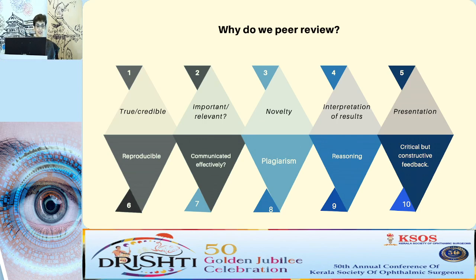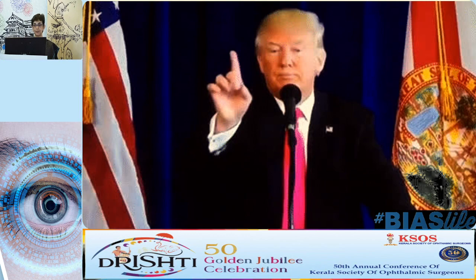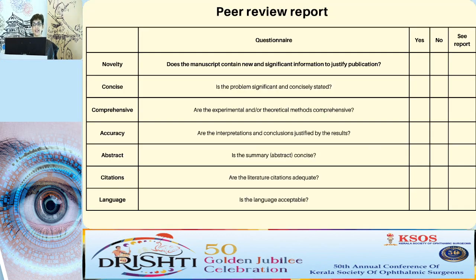These are why we do a peer review. The peer review process should be reproducible, including that it is true and credible. It should assess whether the theme has been communicated effectively. Is there plagiarism in the article? And also, the peer reviewer should provide critical but constructive feedback regarding the article. This peer review process is a double-blind process. The reviewer does not know who the author or the institution is, but many times you can find out about the institution by the way these people are writing.